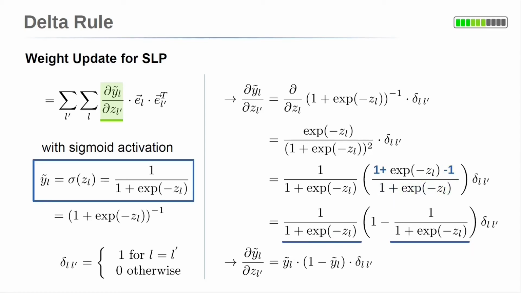When we take a look at the definition of the sigmoid function, we can substitute the first factor by this function, which is nothing else but our output y tilde l. Further, the term in the brackets is 1 minus y tilde l. So the derivative of the lth component with respect to the l prime summation is y tilde l times 1 minus y tilde l times the Kronecker delta l l prime.